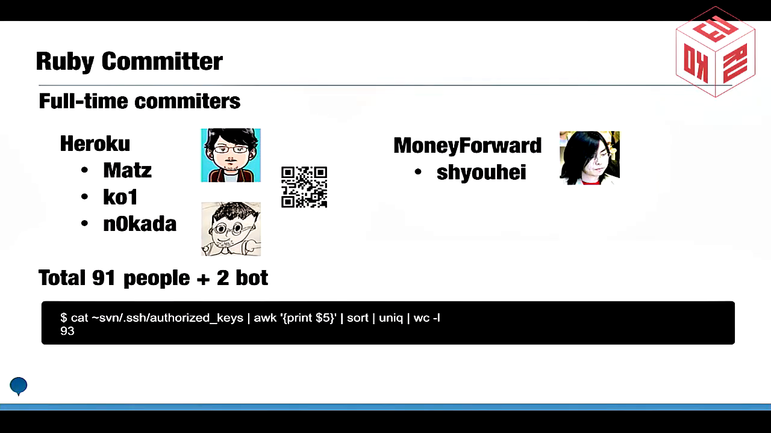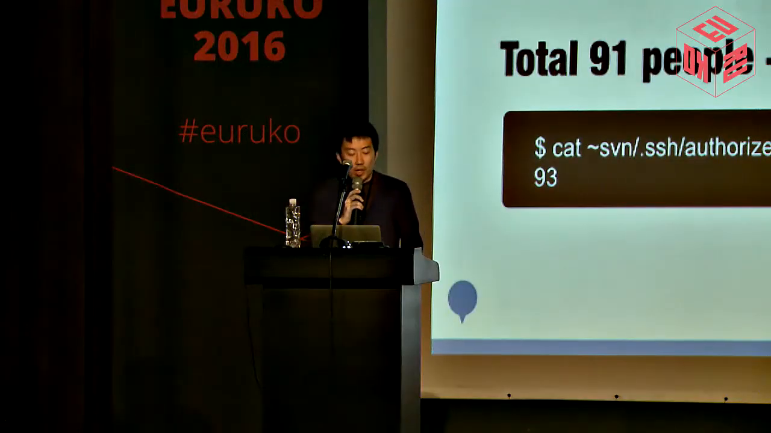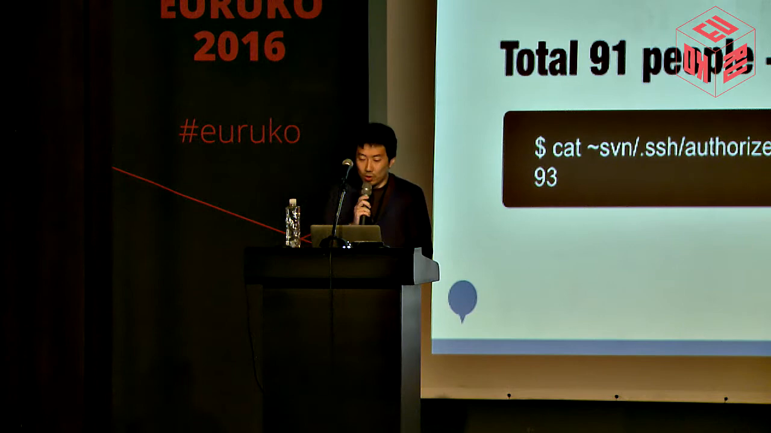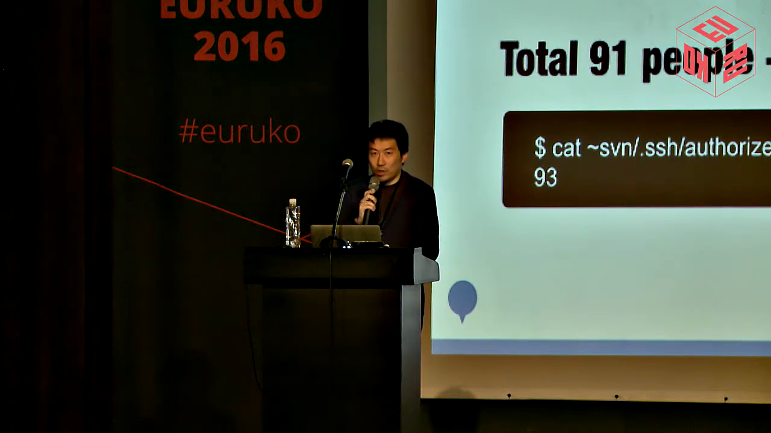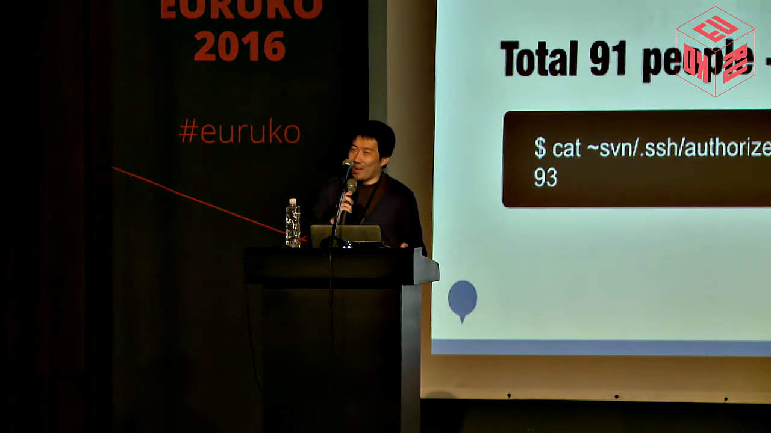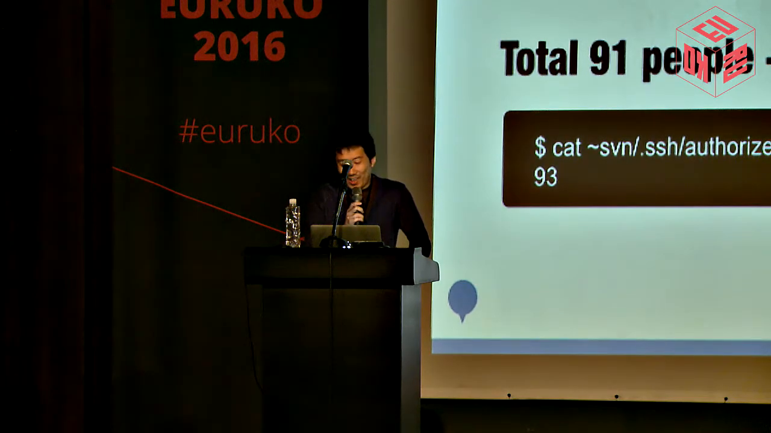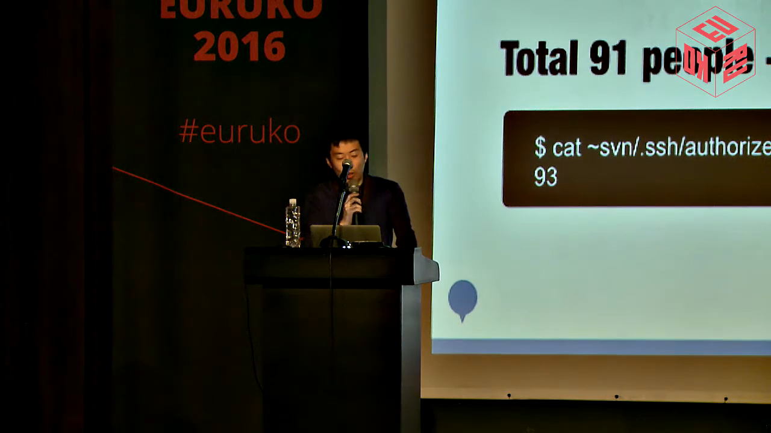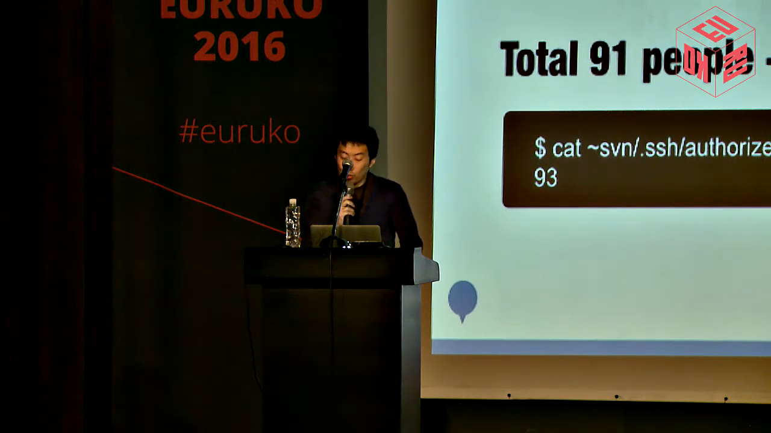We have 4 full-time committers who are sponsored by Heroku and Money Forward. The number of Ruby committers is 91 people and 2 bot accounts. The 2 bot accounts commit every day. They are hard workers. However, the current number of active committers is 10 to 20 people.